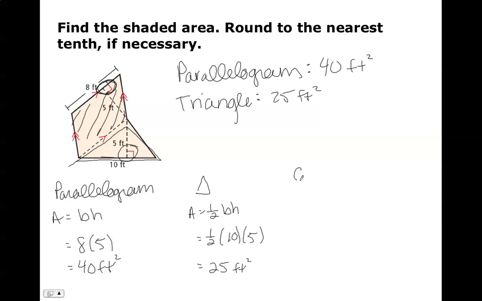Now, in order to find the composite, again, we notice there are no missing areas, so we know we're going to have to add these two shapes together. So a parallelogram plus a triangle, which would be 40 plus 25, which gives us an area of 65 feet squared.